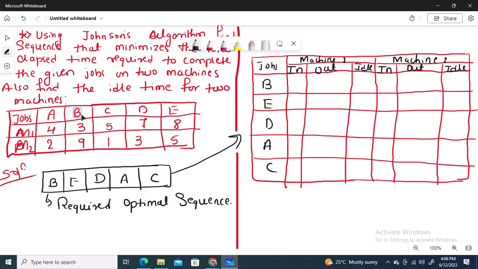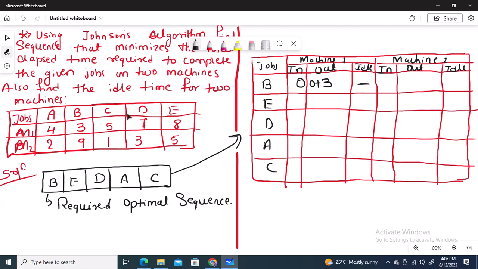Job B, machine 1 will take how much time? 3 hours. So to complete this job, it takes 3 hours. Therefore we cannot write in time as 3. The completion time is 3, so it will be the out time. Here the start is usually 0. Out time is 0 plus 3, the started time and the allotted time. Since the machine is not waiting for any time, the idle time is 0.